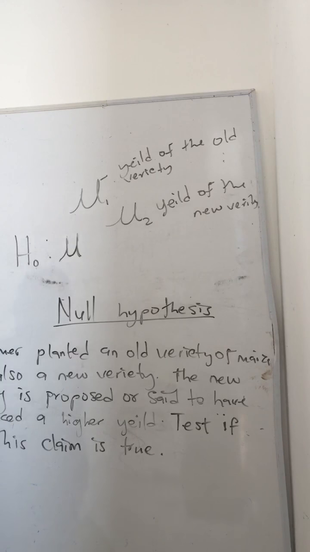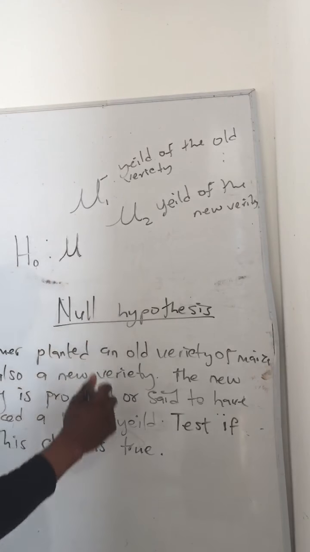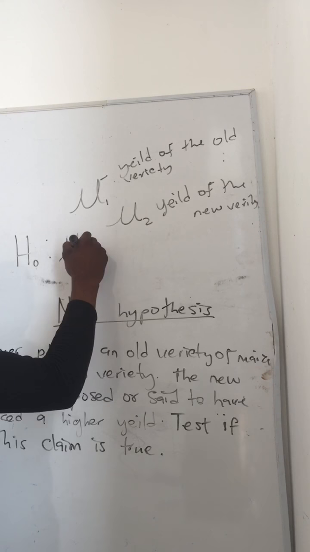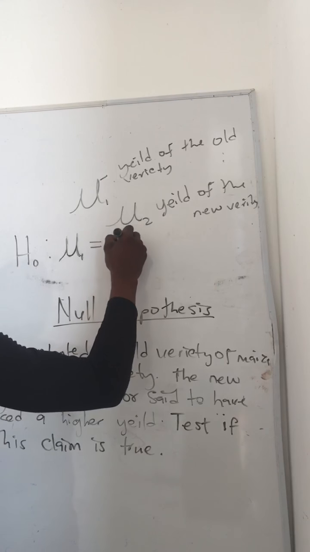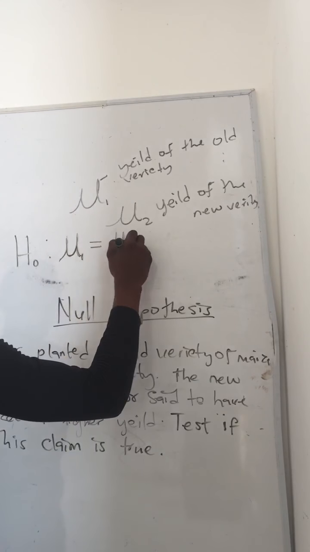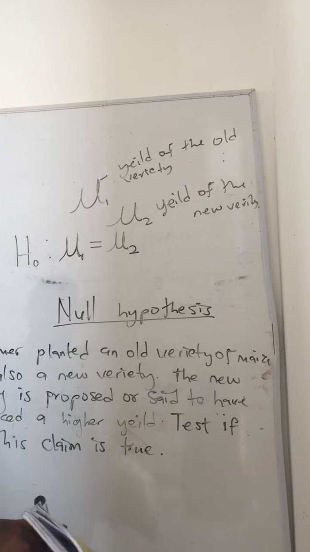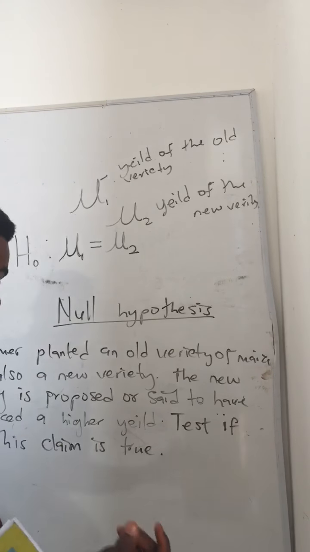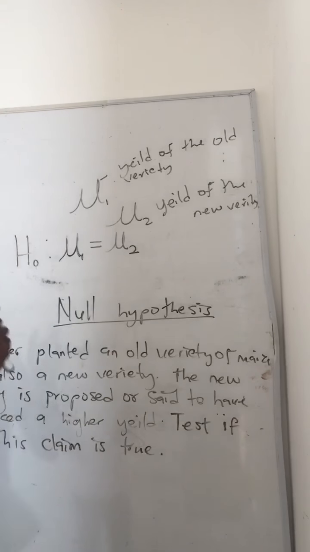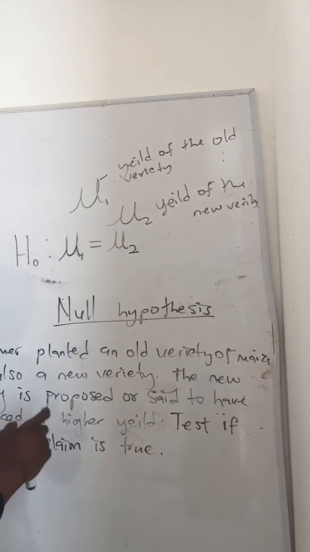To set the null hypothesis, we also said that it's the same as the hypothesis of no difference. So we say our first yield will be equal to the second. Hypothesis of no difference: the two means are assumed equal before we conduct the test to either prove the claim. The claim is that the new variety produces higher than the old variety.